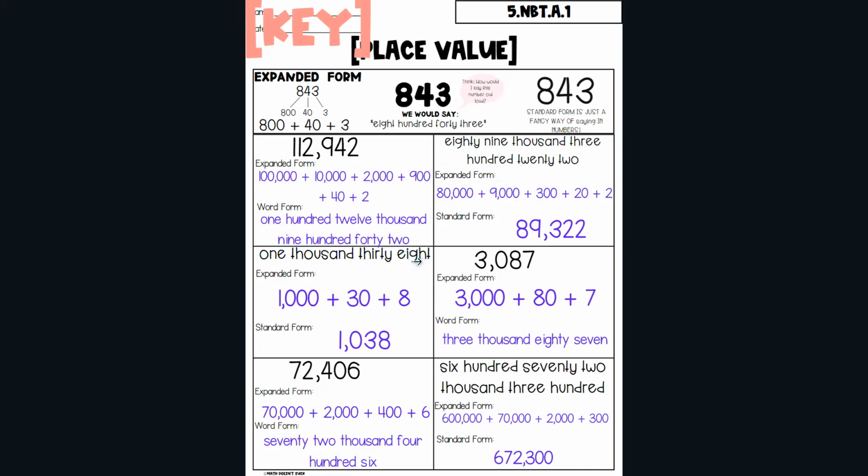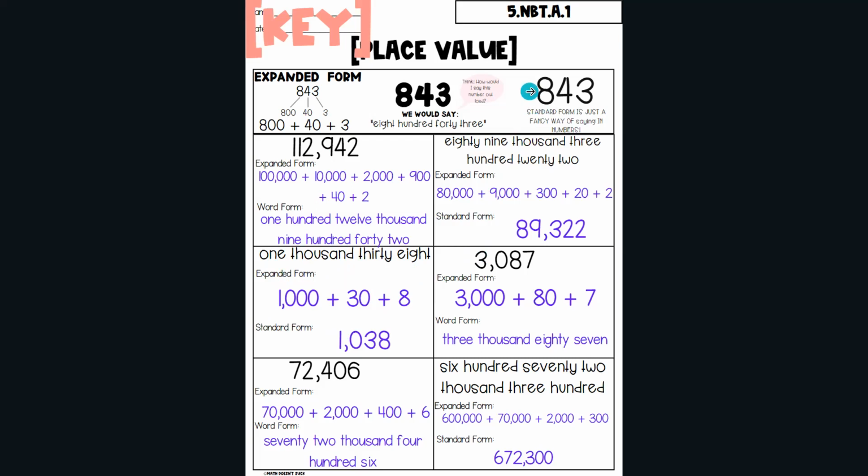1,038. Be careful with this one. When you write it in standard form, you're going to notice that there is nothing in the hundredths place. So we have 1 in front of the 1,000, which we put right here, and we have 38. Make sure we put that 0 in to show that we have nothing in the hundredths place. When we expand this, we have 1,000 plus 30 plus 8.